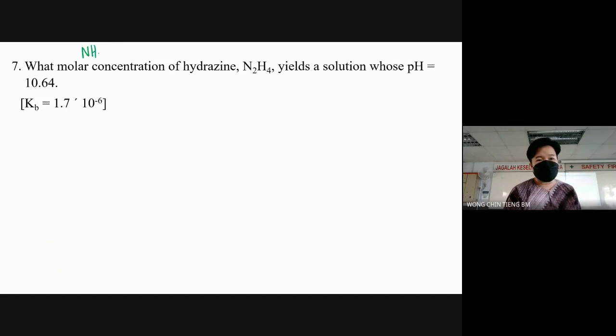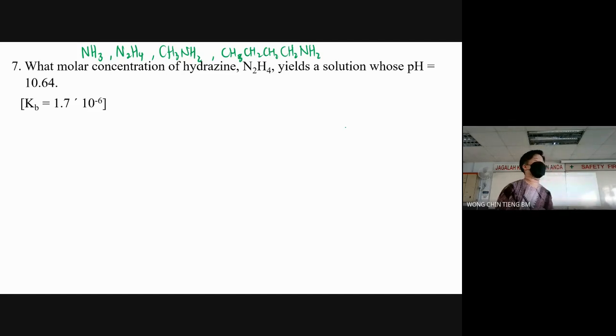Geng-geng kumpulan amonia, NH3, N2H4, CH3NH2. Tak kisahlah C berapa kali pun, CH3, CH2, CH2, CH2, berapa C pun, NH2, semua ni adalah weak base. Kumpulan-kumpulan weak base. So straight away, kat sini adalah weak base. Dan dalam otak kamu, sayang, bila weak base, kita perlu cari pOH. The moment kamu jumpa weak base, the moment tu kamu tahu dia adalah OH minus. The moment tu kamu tahu dia adalah pOH.